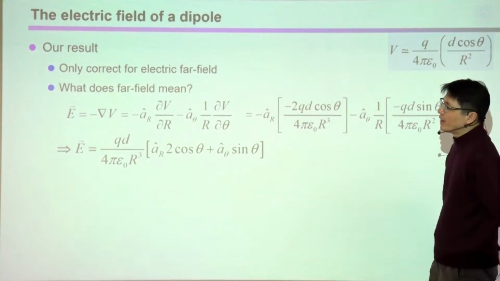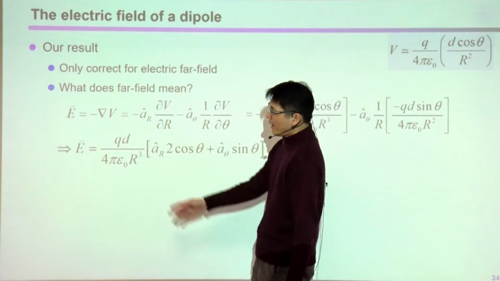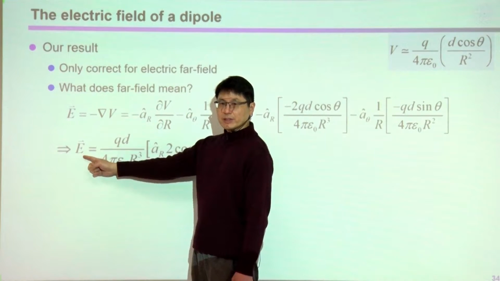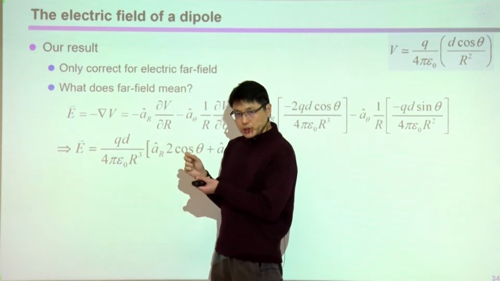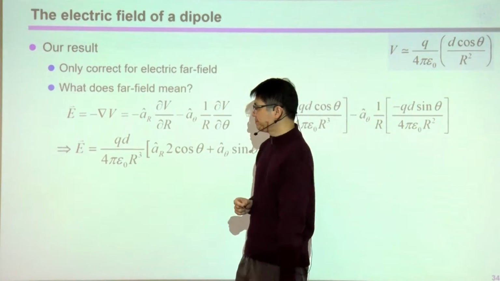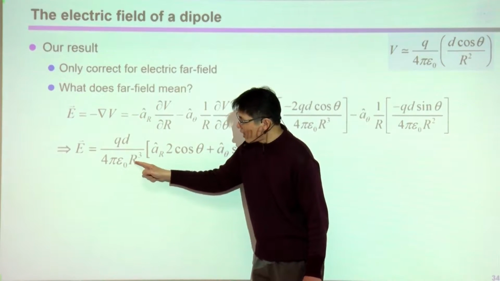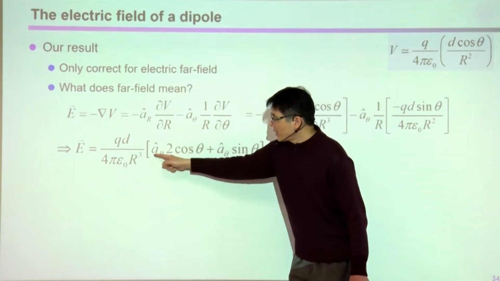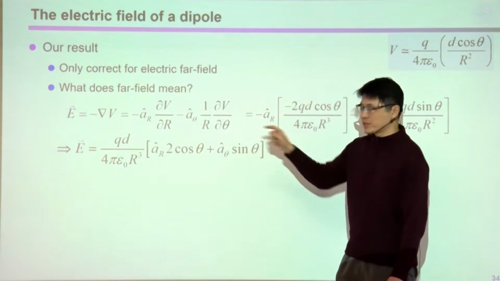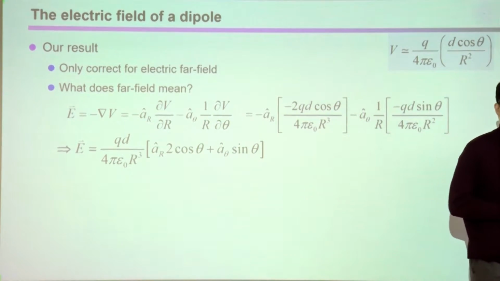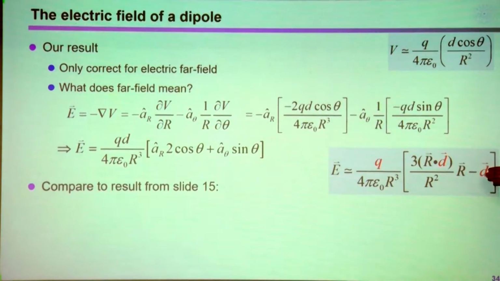So as I simplify, I have the E field intensity due to the dipole. It reads Qd divided by 4 pi epsilon 0 r cubed, but now I have these two contributions. Okay? Now if you compare that to what we derived on slide 15, they should be identical, right? Aren't they supposed to be identical?